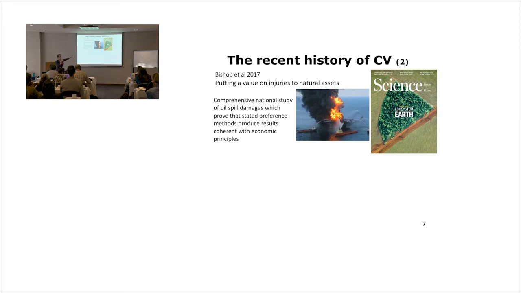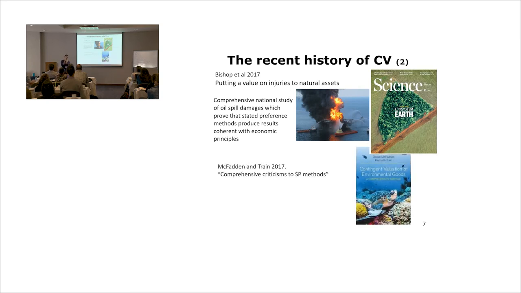And they come up with big numbers again, and they say this is what, I don't remember the oil company this time, anyhow, Shell? BP has to pay for this disaster. Okay, so this is what the economists supporting the contingent valuation said in 2017 in the Science paper.